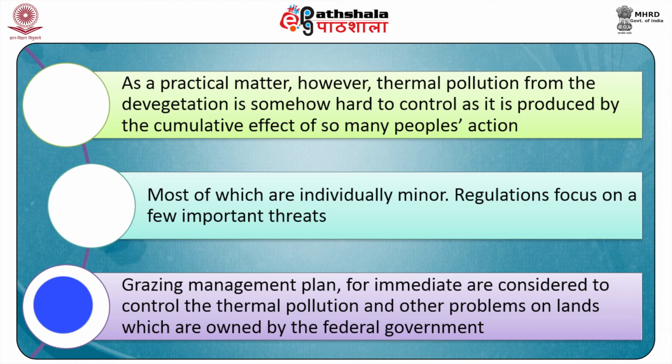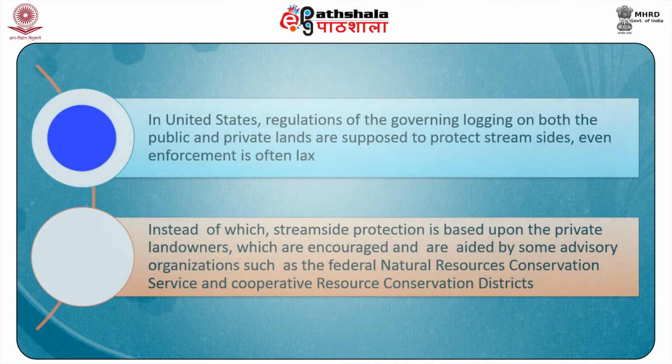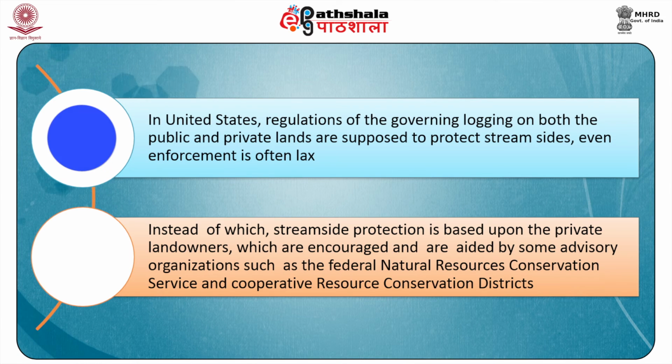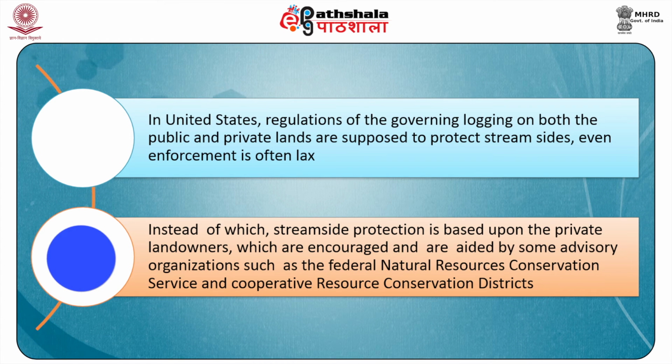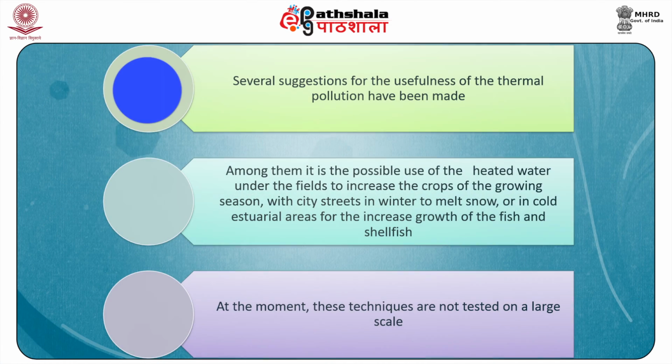Grazing management plans are considered to control thermal pollution and other problems on lands which are owned by the federal government. In the United States, regulations governing logging on both public and private lands are supposed to protect stream sites, though enforcement is often lax. Instead, streamside protection is based upon private landowners, who are encouraged and aided by advisory organizations such as the Federal Natural Resources Conservation Service and Cooperative Resource Conservation Districts.